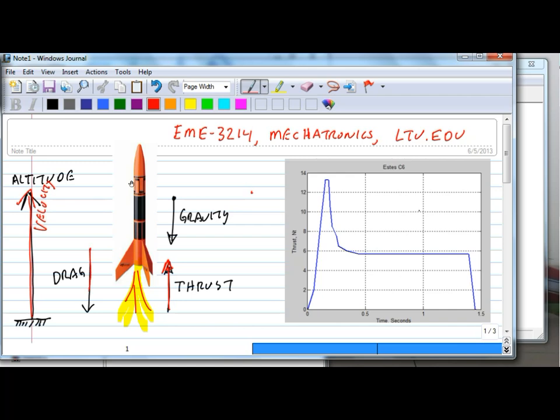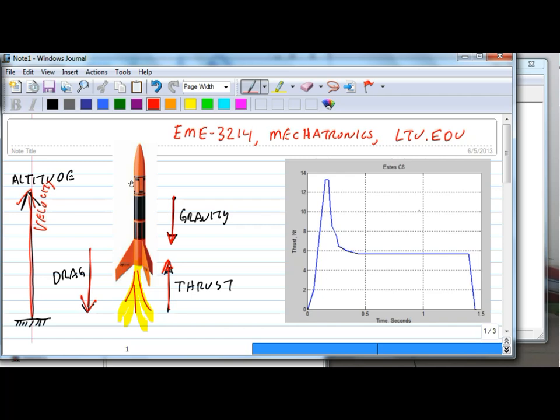Drag, aerodynamic drag, acts in the opposite direction of the speed. So when the rocket's going up, the drag is going to be a negative value. When the rocket's coming down, the drag will actually be a positive value, because the drag is going to act in a positive upward direction. And gravity is another force on the rocket, and that always acts in a downward direction.